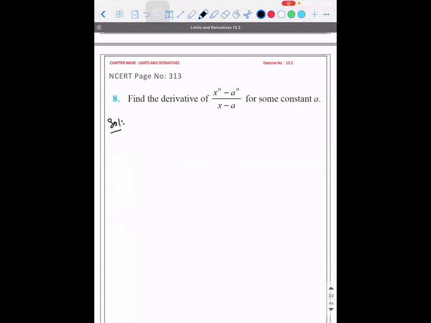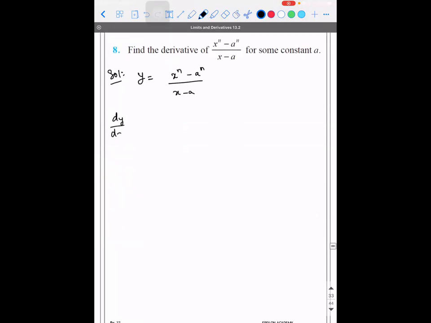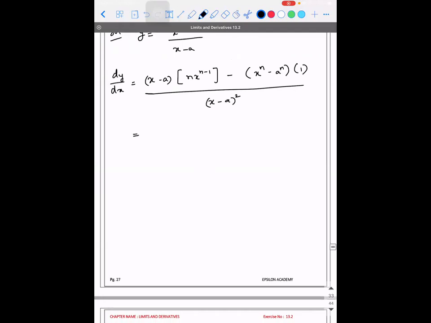Find the derivative of x power n minus a power n divided by x minus a for some constant a. So y is equal to x power n minus a power n divided by x minus a. What is dy by dx? It is x minus a into n into x power n minus 1 minus, did you understand why I directly wrote it? Denominator into derivative of numerator minus numerator into derivative of denominator by x minus a the whole square. So n into x power n minus an into x power n minus 1 minus x power n plus a power n, the whole divided by x minus a the whole square.